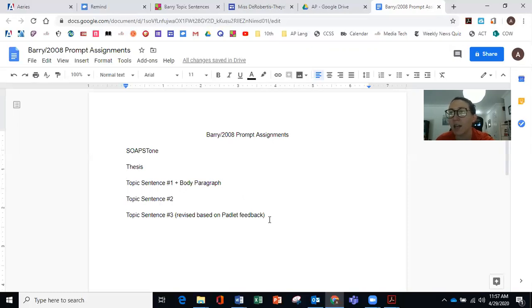And then what you want to do is fully explain the examples of whatever choice you are discussing that Barry made, whatever strategy he used. So again, fully explain your examples, go deep into your commentary. And you always want to connect back to the author's purpose at the end of each body paragraph.